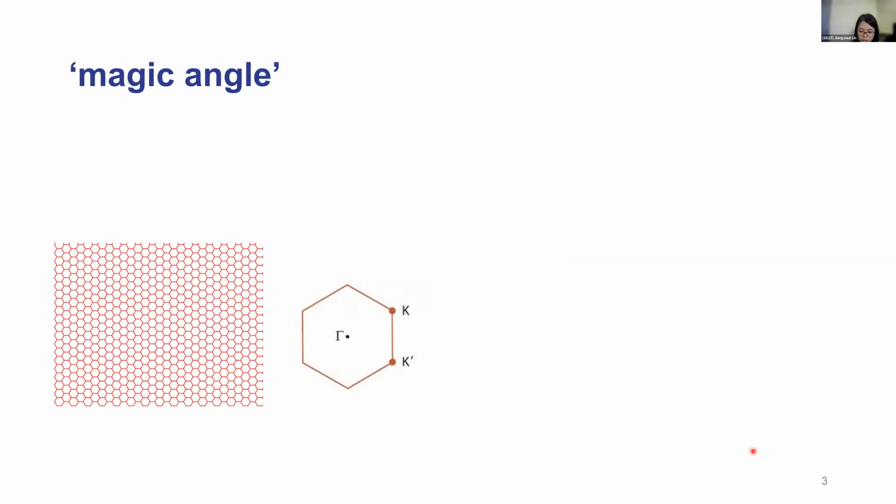First of all, I would like to give a brief introduction about twisted bilayer graphene. Here is the structure of the honeycomb lattice of a monolayer graphene, and here's the Brillouin zone. It's the K and K prime.